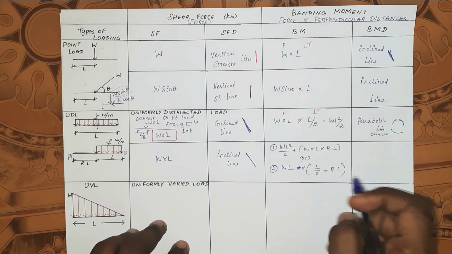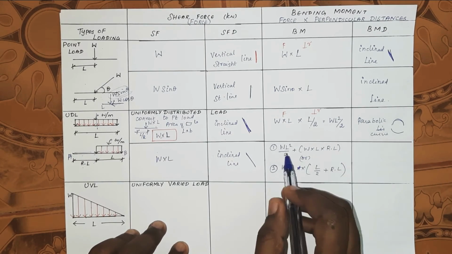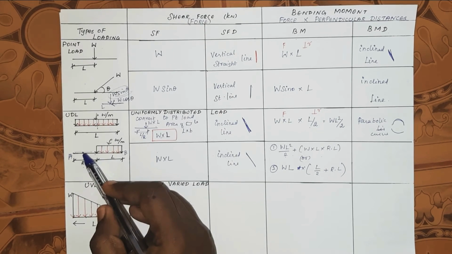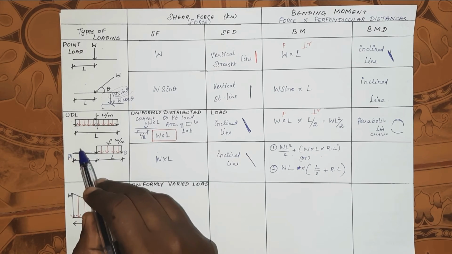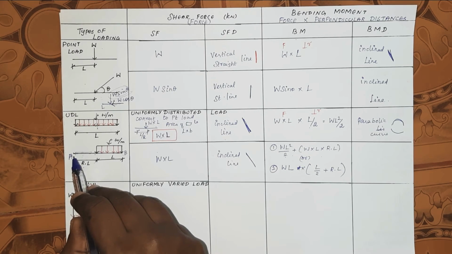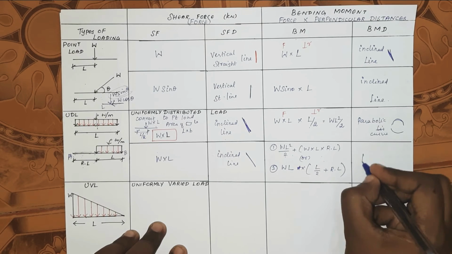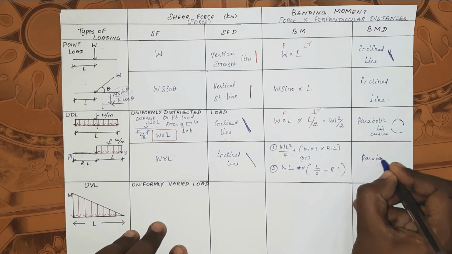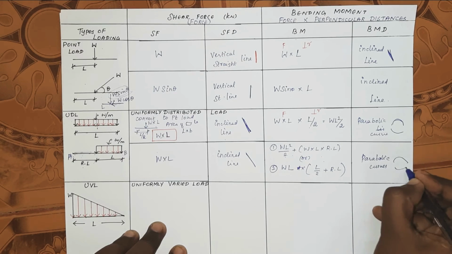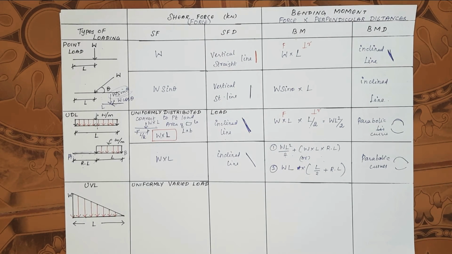Okay, if you want, check that. W L square by 2 plus W L into RL, where RL means the remaining length. When taking moment at A, the UDL is acting, and after some distance you have to take moment, like this formula. The same parabolic curve comes. Okay, you understand? Next one is uniformly varied load.